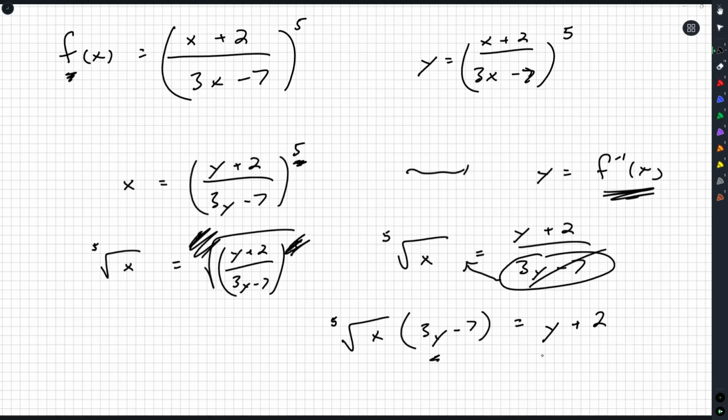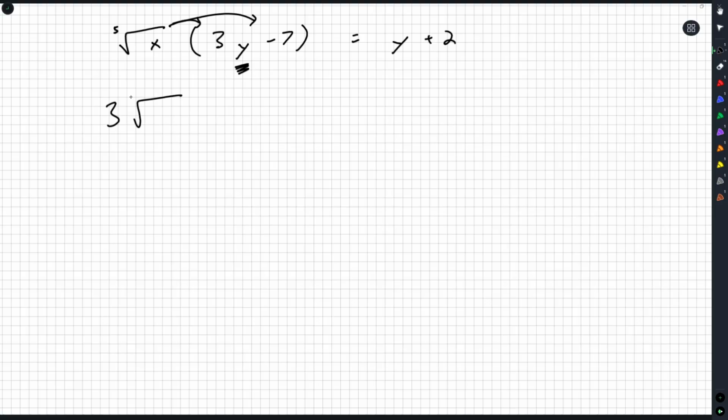Why is this nice? Well, now all the y's are on the same level. The reason that's a good thing is because maybe we can move them all to the same side and get them even closer, and then find a way to merge them into 1. Okay? So I'm going to copy over what we have. We have 5th root of x times (3y - 7) equals y + 2. I'm going to expand this out just because I want the y sort of free. So we'll have 3 times the 5th root of x times y minus 7 times the 5th root of x equals y + 2.